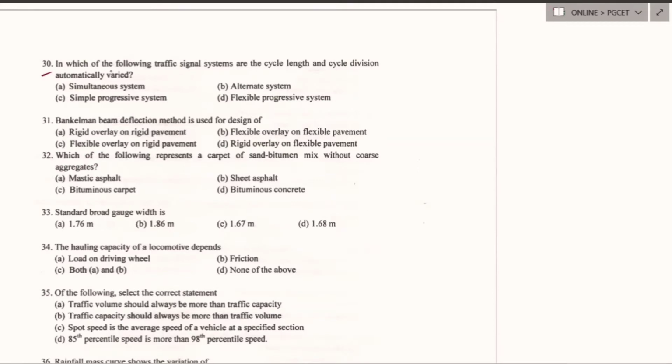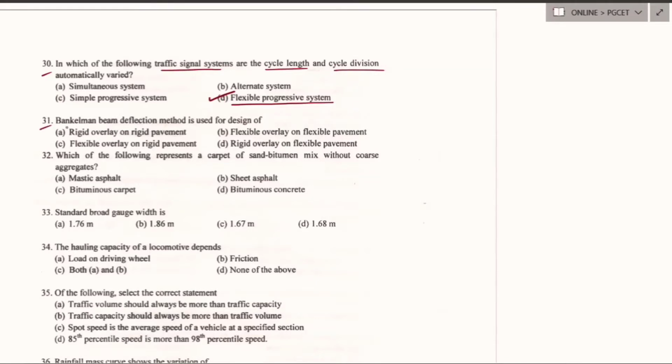Question number 30. In which of the following traffic signal system are the cycle length and cycle divisions automatically varied? The cycle length and cycle divisions of the traffic signal system are varied automatically in flexible progressive system. In this system, it is possible to automatically vary the length of cycle division and the time scheduled at each signalized intersection with the help of computer. Option D is the right answer. That is flexible progressive system.